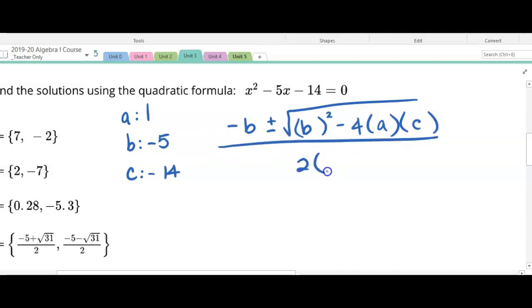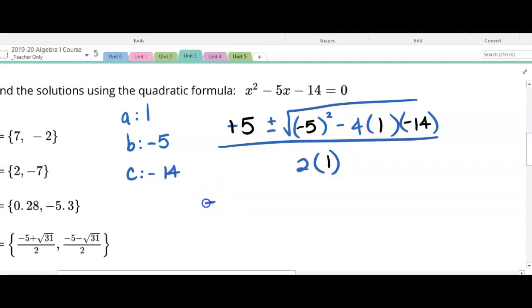all over 2a. I'm going to take out each letter one at a time and replace it with what it equals, -5. So I'm going to make that a -5, which makes that a positive. I'm going to put a -5 right here. I'm going to put a 1 right here. I'm going to put a -14 for C. And finally, a 1 for A on the bottom.